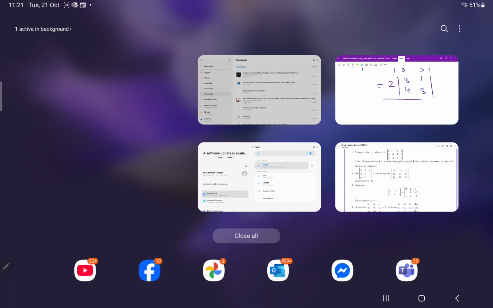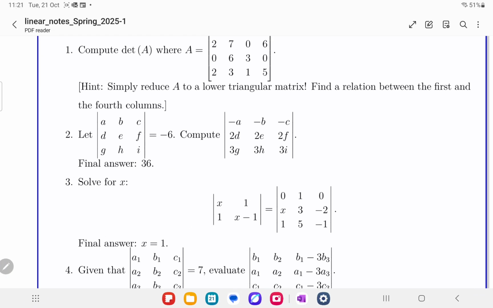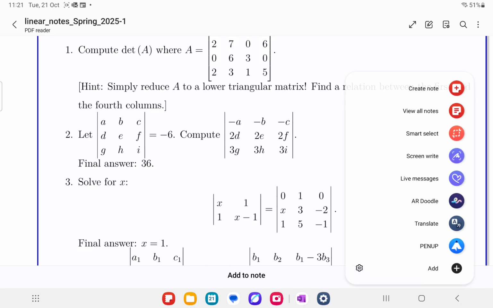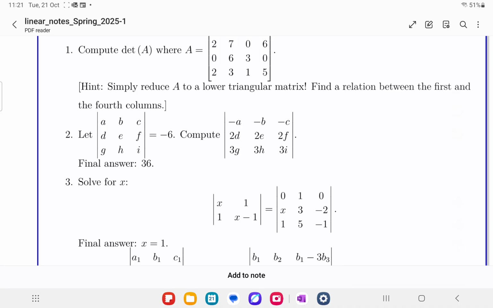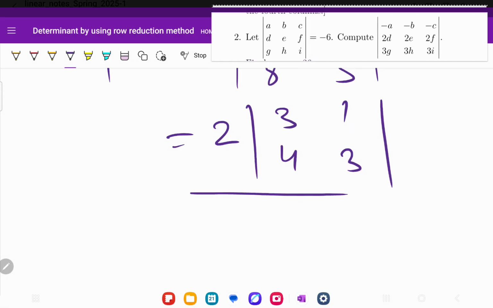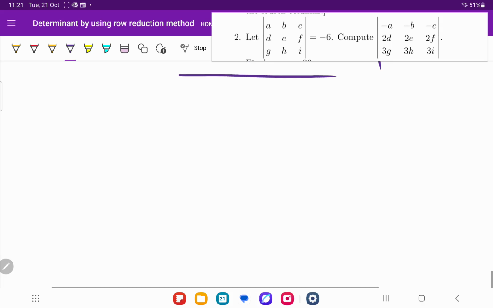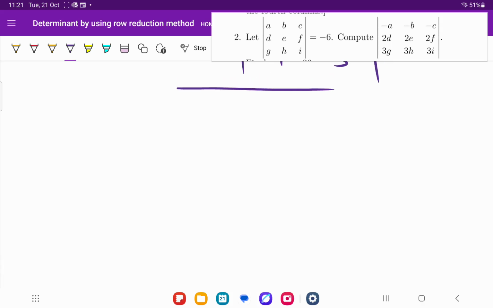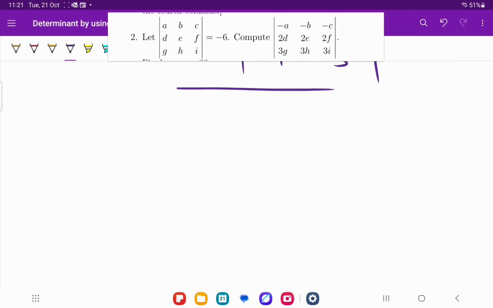Now we are moving to the question from the exercise. So these are important types of questions. You could consider these questions as examination questions as well. So you have been given determinant A B C, D E F, G H I is equal to -6, and you have to evaluate the determinant with -A, -B, -C, 2D.